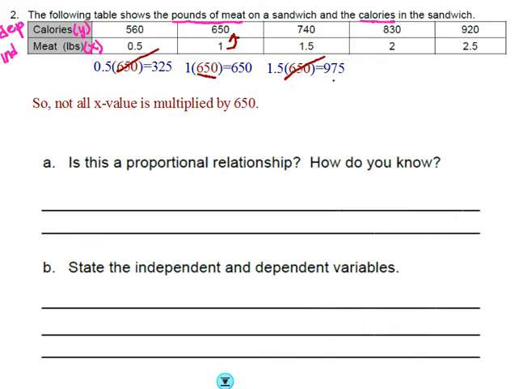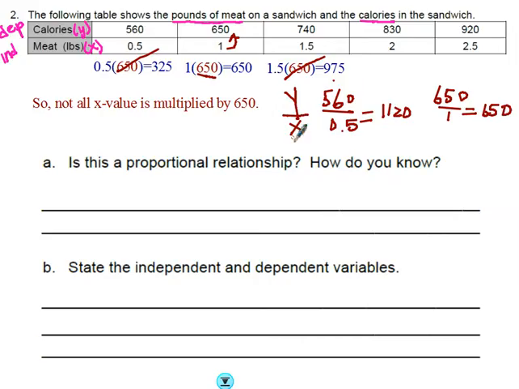Now remember, I showed you another way to check if it's proportional. That was when you do y divided by x. If you do 560 divided by 0.5, that is going to give you 1,120. And if you do 650 divided by 1, that is 650. So even if you do y divided by x, you're not going to get the same number. So this is not proportional. And let me write the answer.